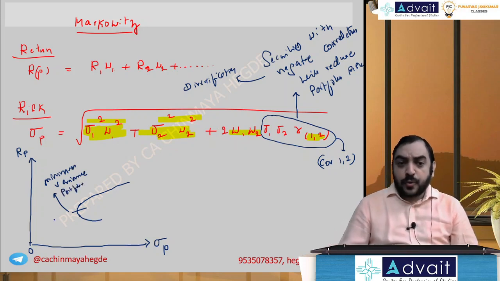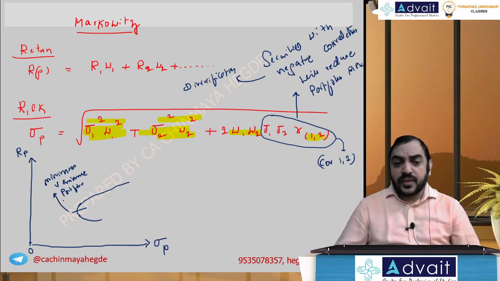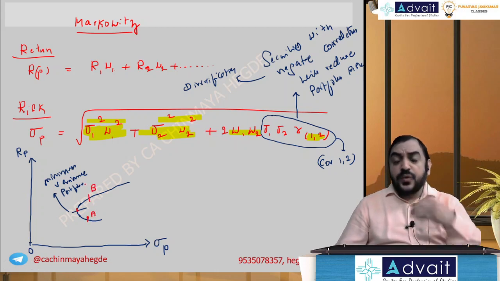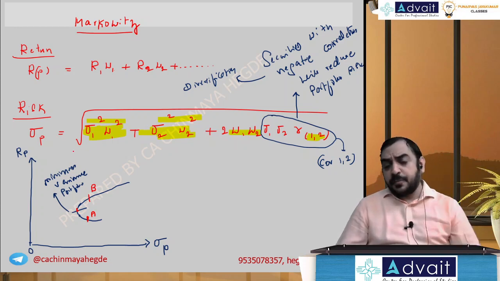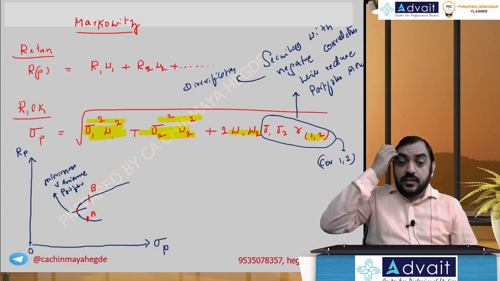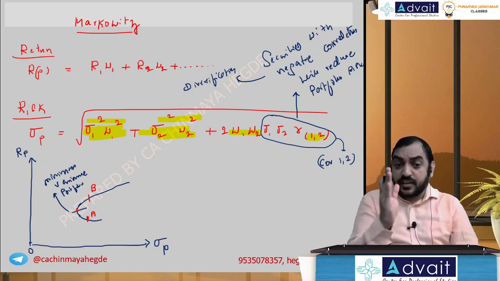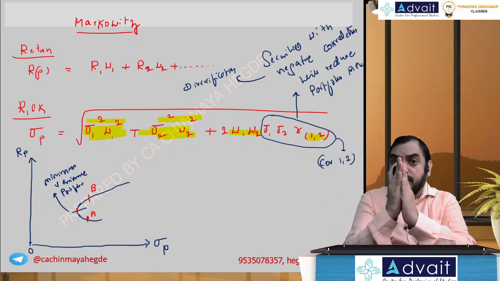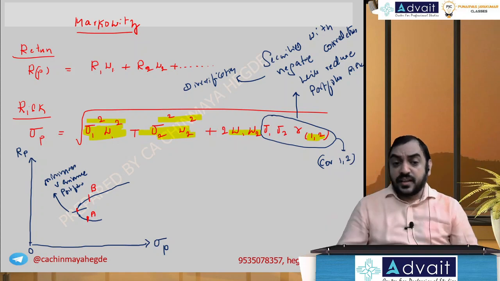And if I take a point anything below that, so please observe, let's say I take point A and point B. Now, which is superior between A and B? B is superior. Why? Because B is having higher return for the same risk, right? The line is the same risk, but B is higher return.